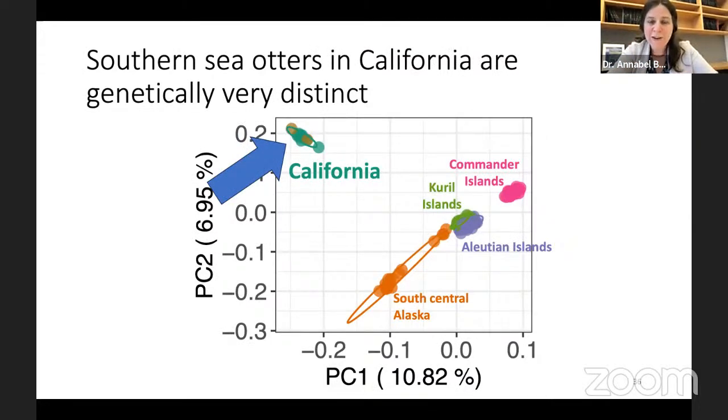You don't see California in this map because it kind of squishes things. So if you add California to this analysis, it's really genetically distinct. The sea otters from California are genetically distinct from all of these other populations. And that's really interesting because we know California is isolated at this point geographically from all these other groups as well. And it seems like genetically, it's also quite unique.